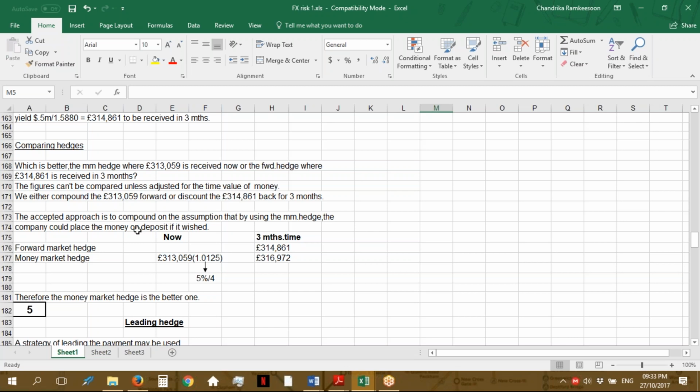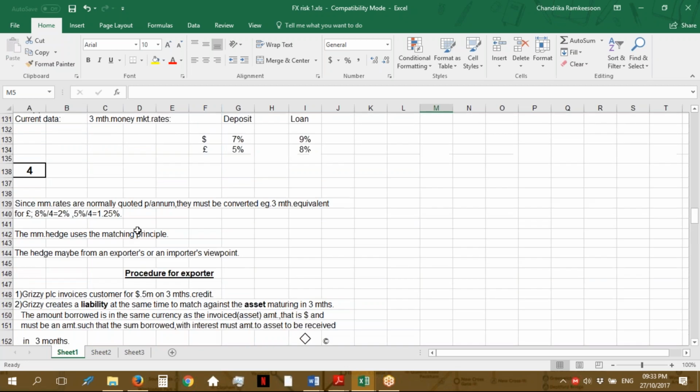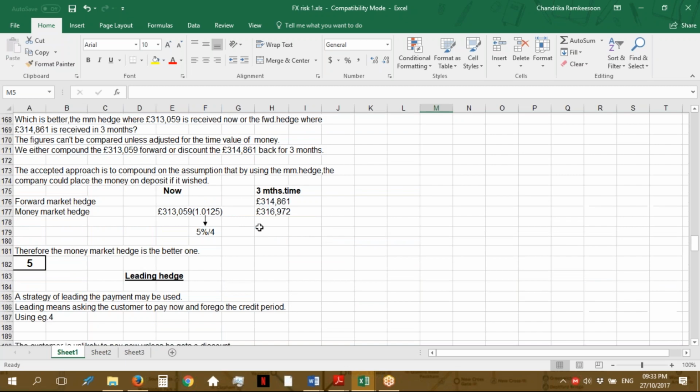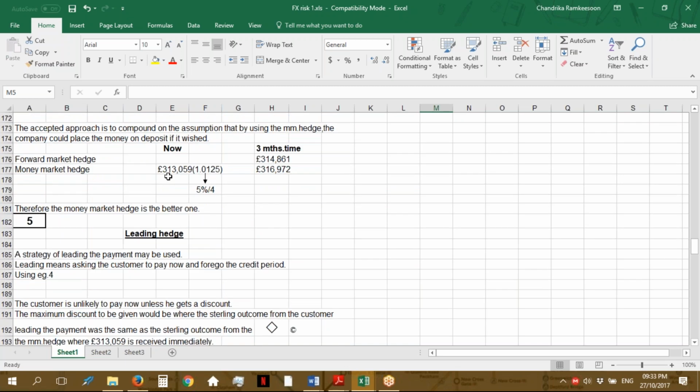I'll deposit that for 3 months. Notice the rate I'm using is the sterling deposit rate, adjusting for the 3 months. And guess what? It works out to be more. And in this case, the money market hedge is the better one.